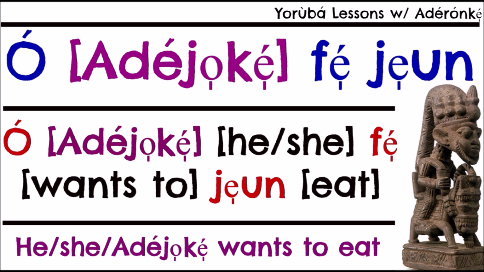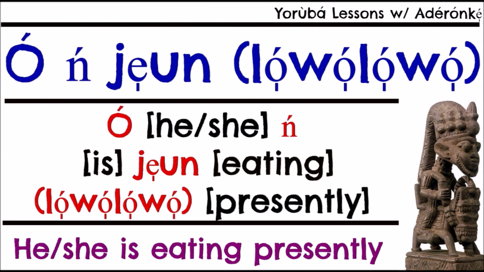Adéjoke ń jẹun lọ́wọ́lọ́wọ́. Ó ń jẹun lọ́wọ́lọ́wọ́. He or she is eating presently. Ó ń jẹun lọ́wọ́. He or she is eating presently. Is currently eating. Ó ń jẹun. He or she eats can be that, but it can also be he or she is eating.